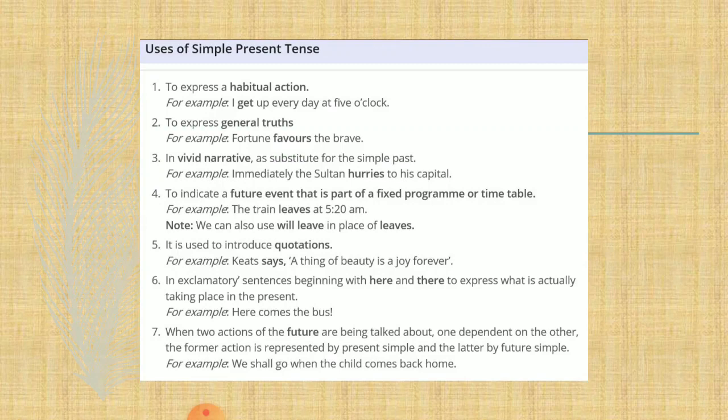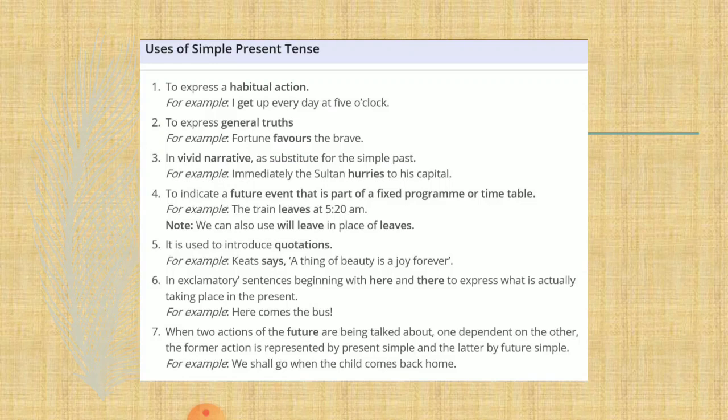This tense is used to express a habitual action, a routine work, or a universal fact. First, we talk about the habitual action, like I get up every day at 5 o'clock. So, here the habitual action has been described, but with I, as I have told you, we use do with I, we, you, they. So, here the S form won't come in the verb.